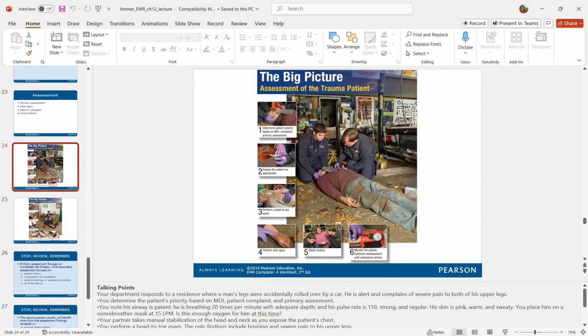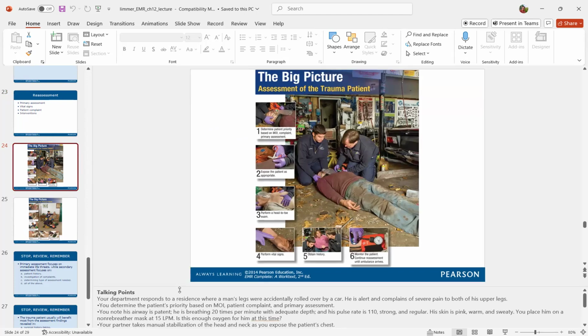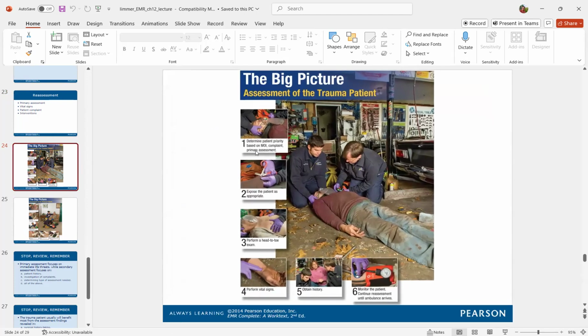The big picture, this is for trauma patients. So let me make this a little bit bigger. So determining patient priorities based on the mechanism of injury, the complaint, and our primary assessment. We're going to expose the patient as appropriate. I tell my students trauma naked. So if it's a legit trauma patient, we cut all their clothes off down to their underwear so we can see what's going on with them.